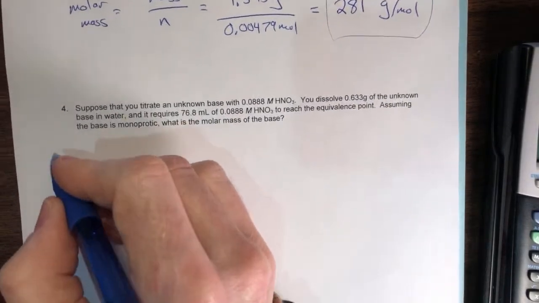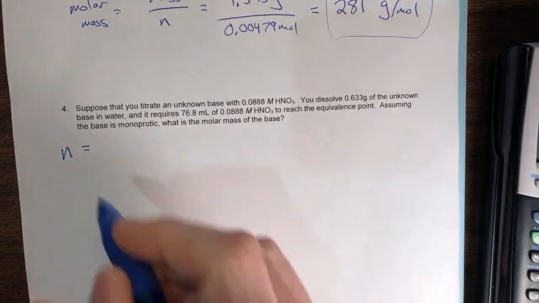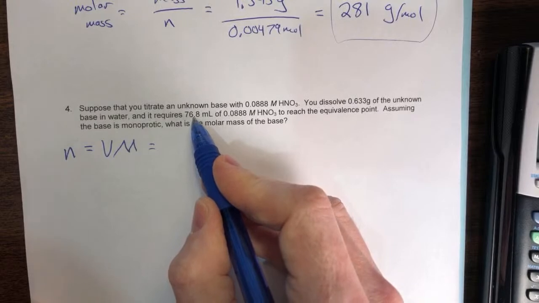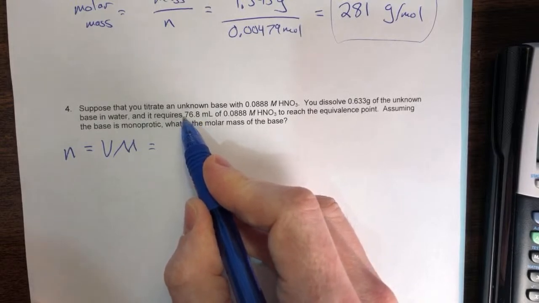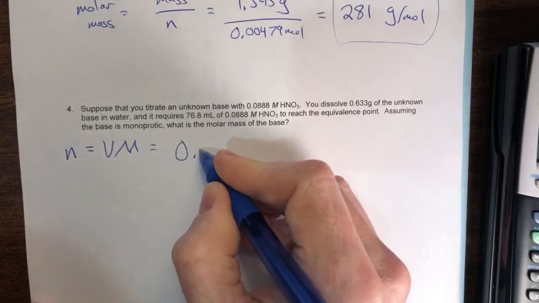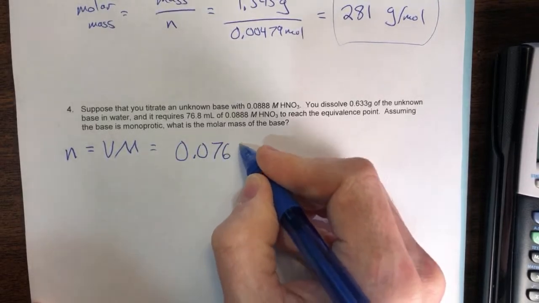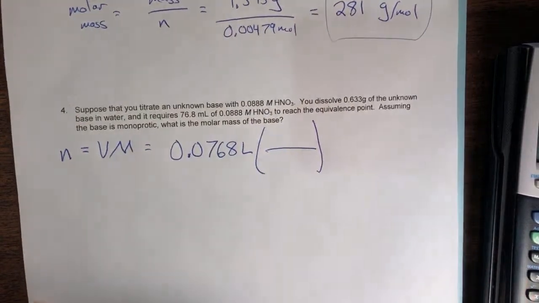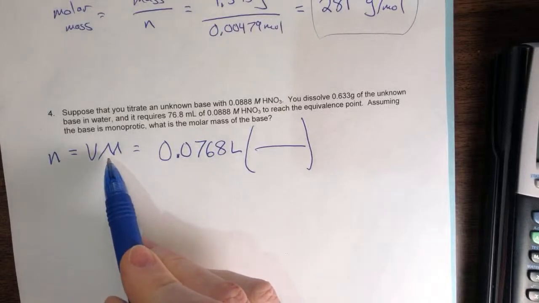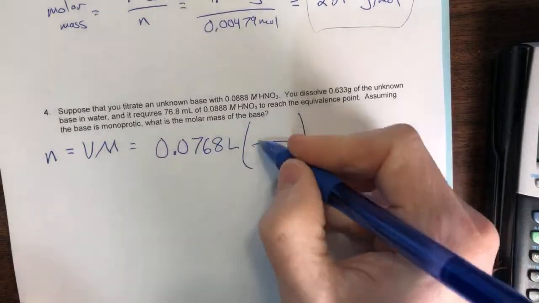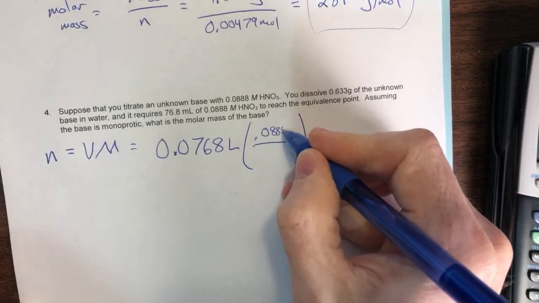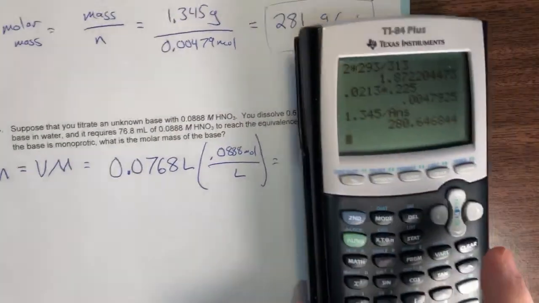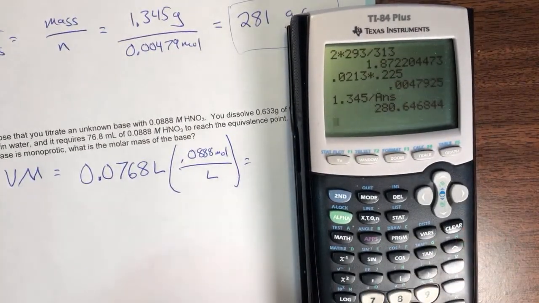We're going to start off and say, okay, N equals our VM, right? So it's going to be this volume here, and I'm going to move the decimal point 1, 2, 3 spots to the left. So that's going to be 0.0768 liters, right? And multiply by the molarity, which is 0.0888 moles per liter. And that's going to give me the number of moles of acid that I added.